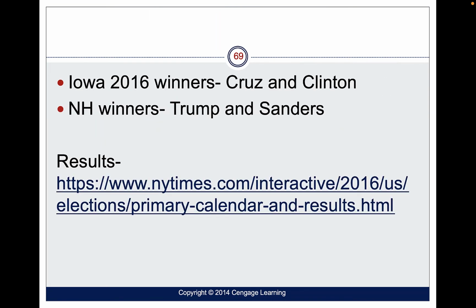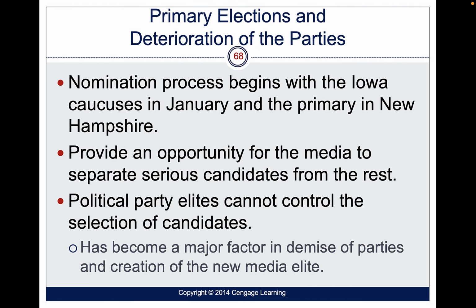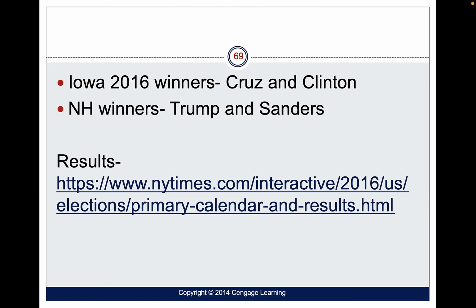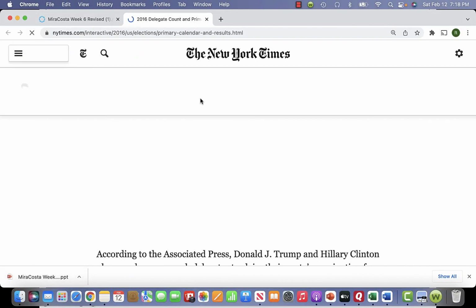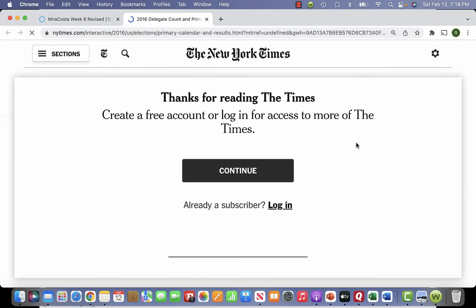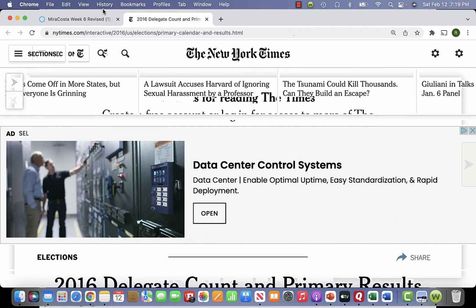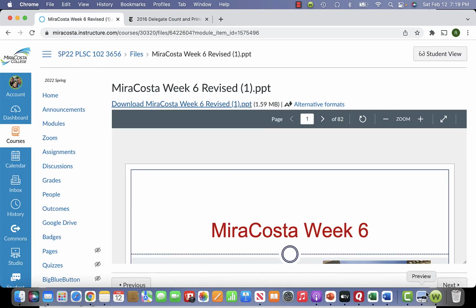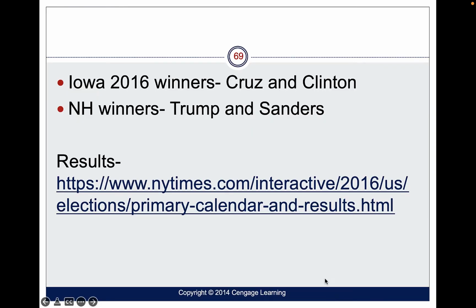Let's take a look at a real-world scenario, right? The author says political party elites cannot control the selection of candidates. I disagree with this, and I'll show you why. If we look at the 2016 primary, we won't really look at 2020 because there's nothing really intriguing in there. But if we look at the 2020 election, this is a little bit more intriguing. So if we go back, hold on, I lost the slide.